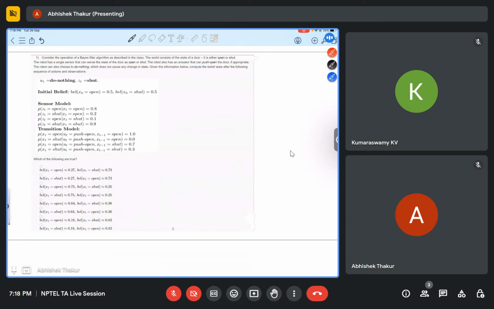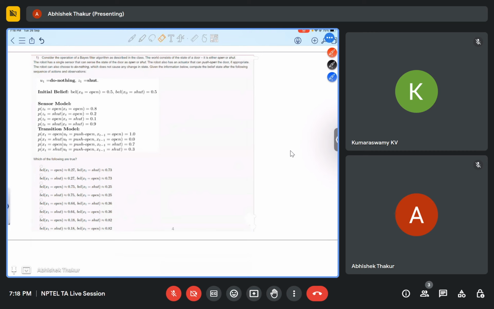The robot also has an actuator that can push the door. If the force is appropriate, then the door will open. The robot can also choose to do nothing, which does not cause any change in state. Given the information below, compute the belief state after the following sequence of actions and observations. These are the sequence of actions and observations given in this question.